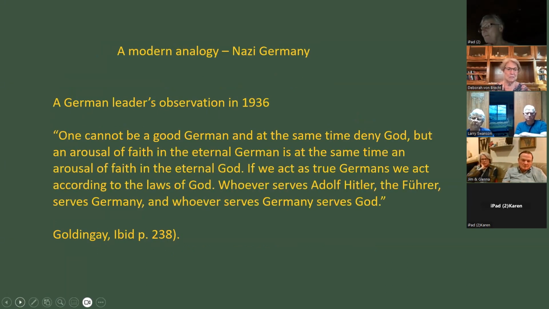All right, here's an analogy closer to home, from our own time. Again, this is a quote in the Golden Gate commentary, but I thought it was another way of stirring our thinking a little bit. A German leader's observation in 1936: "One cannot be a good German and at the same time deny God. But an arousal of faith in the eternal German is at the same time an arousal of faith in the eternal God." You see how being German and being Christian are getting mushed together.